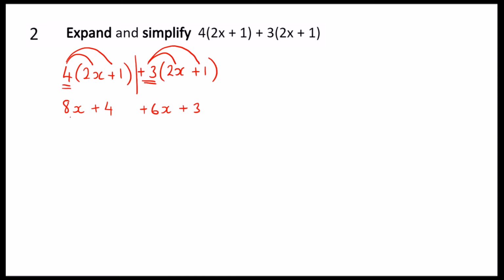So first of all, looking at our x terms just here, we've got 8x + 6x. Again, think really carefully about what the signs in front of your terms are. 8x + 6x gives us 14 x's in total, and then likewise we've got positive 4 and positive 3. If I have positive 4 and add 3 to it, I end up with positive 7. So that's my answer, 14x + 7.